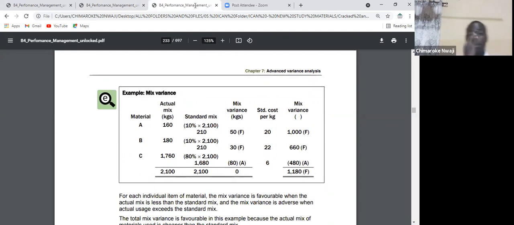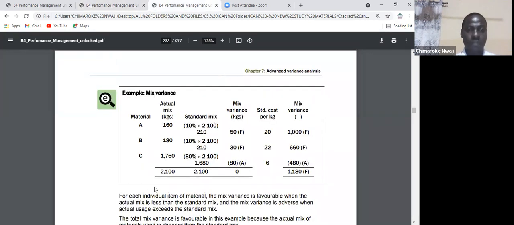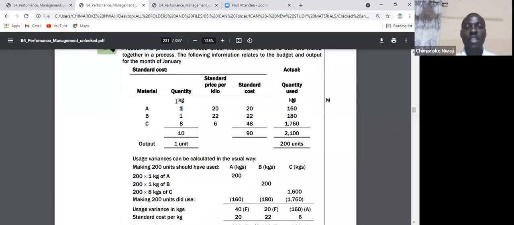The first one is your actual mix. This is your actual mix here: 160, 180, 760, giving you 2,100. That's what you have here. Then you have your standard mix. The standard mix is this, this, and this. So it's as good as saying 1 is 10%. This is 1 over 10, 10%. 8 over 10 is 80%. So that's what is done here.